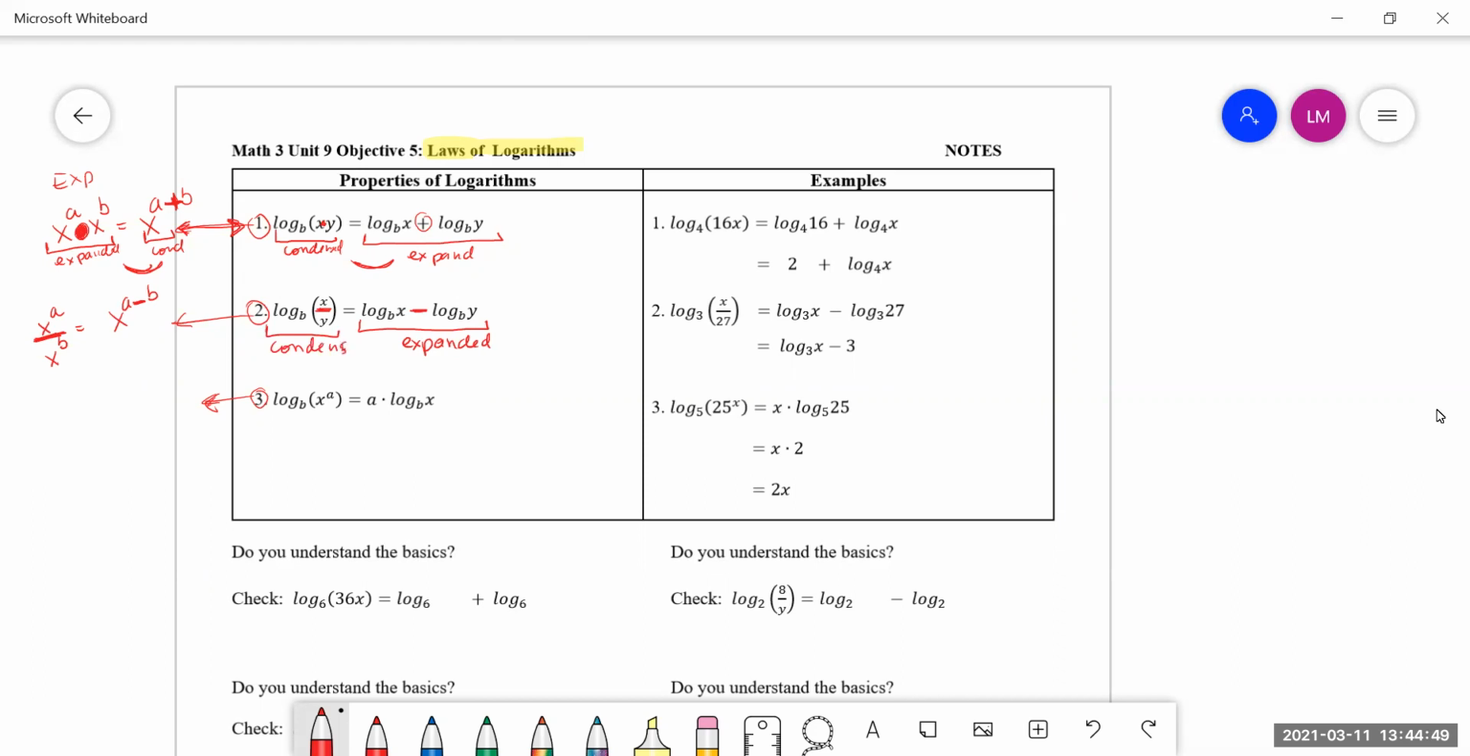Why do I mean condensed? Because it's only one, okay? Condensed means I only have one logarithm. Expanded means I have two logarithms. So it's longer, an expanded version versus a condensed version, okay?